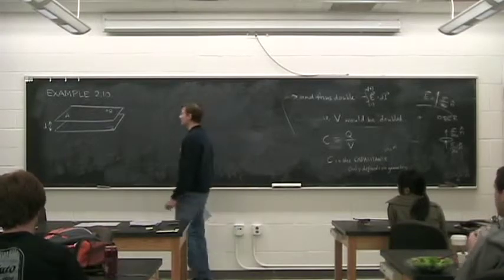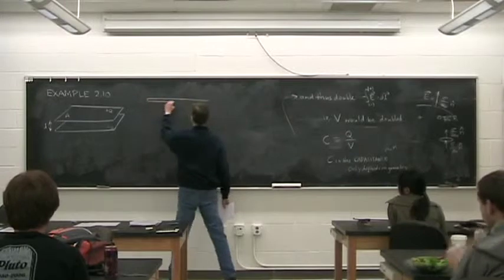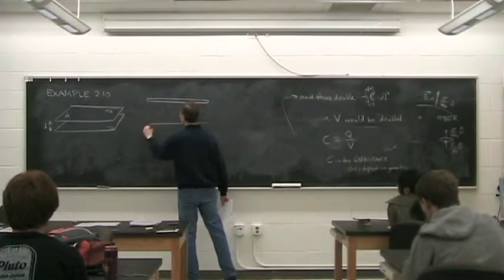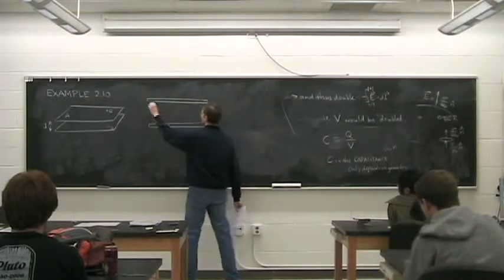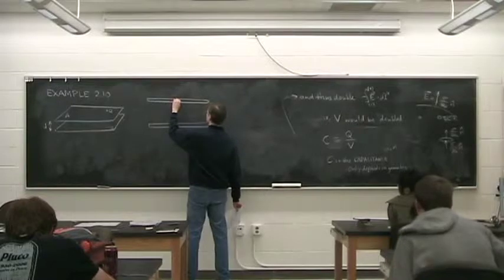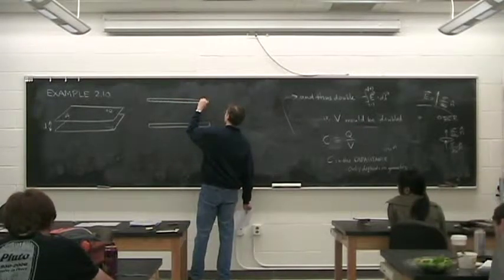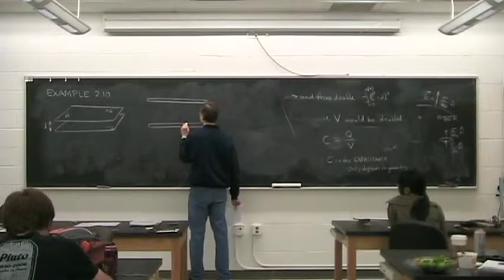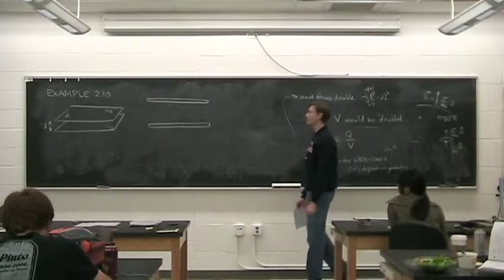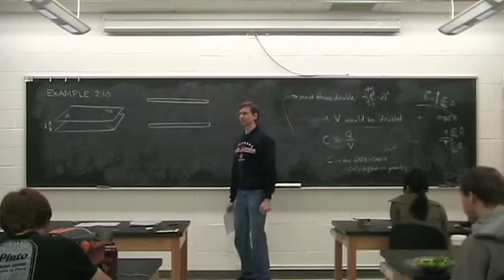And so what would be the electric field if we kind of take a side view here? So here's the top plate, and here is the bottom plate. So the plus charges will mostly accumulate on the bottom surface of the top conductor, and negative charge will mostly accumulate on the top surface of the bottom conductor. What's going to be the field between the 2 plates?